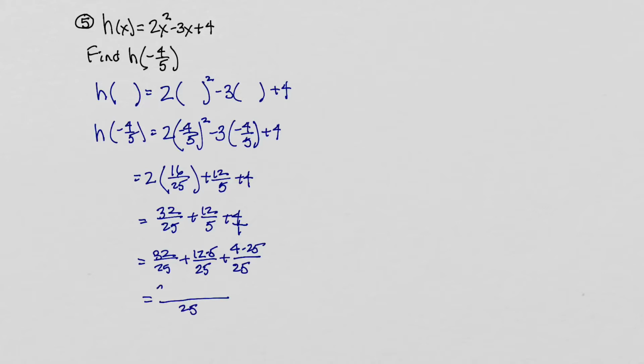Let's see what we get in the top here. 32 plus 12 times 5 is 60, plus 4 times 25 is 100. And then adding these together on the top, we will get 192 over 25. So we will conclude then that h of negative 4/5 is equal to 192 over 25.